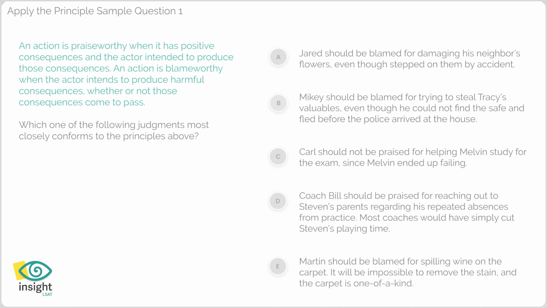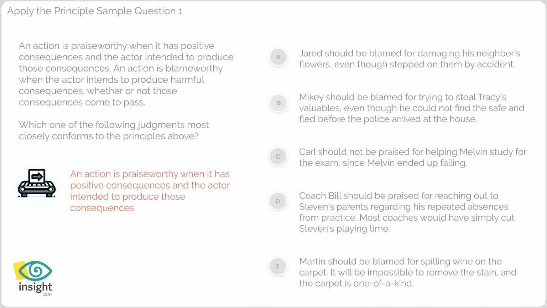One tells us when an action is praiseworthy, and the other tells us when an action is blameworthy. Now, good for you if you notice the conditional logic here. Conditional logic actually shows up in apply the principle questions fairly often. Let's create a few if-then machines to make this one easier to deal with. First, an action is praiseworthy when it has positive consequences and the actor intended to produce those consequences. A little tricky, you have to remember that when often functions the same way as if, so this one can be written as an action is praiseworthy if it has positive consequences and the actor intended to produce those consequences.